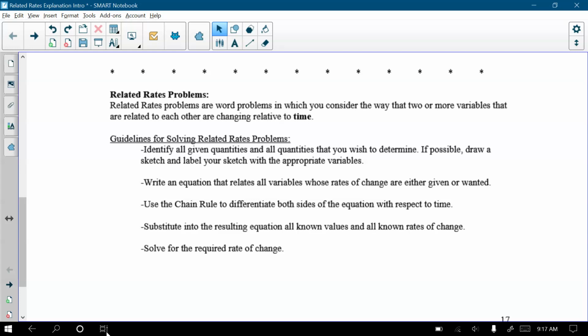Okay, here's what you have going on though. So we have related rates problems. Related rates problems are word problems in which you consider the way that two or more variables are related.